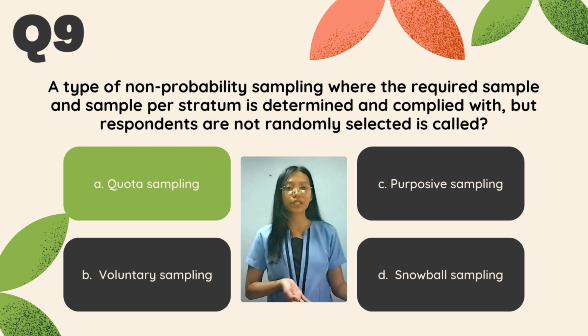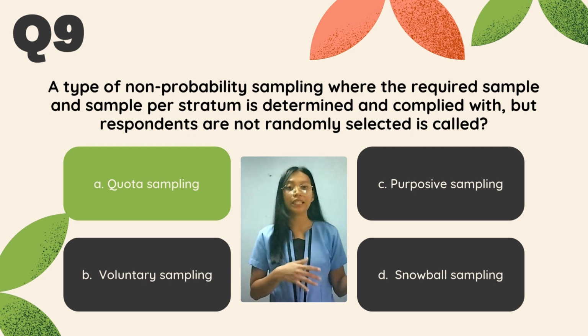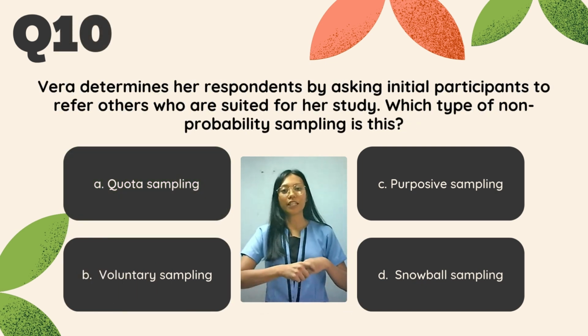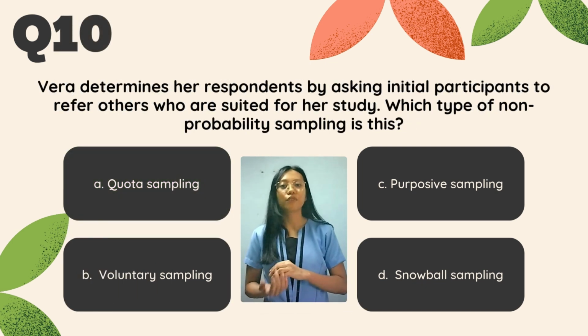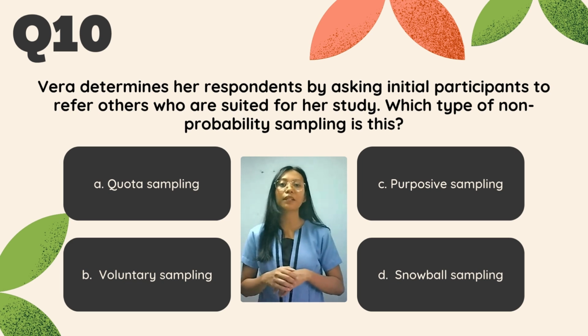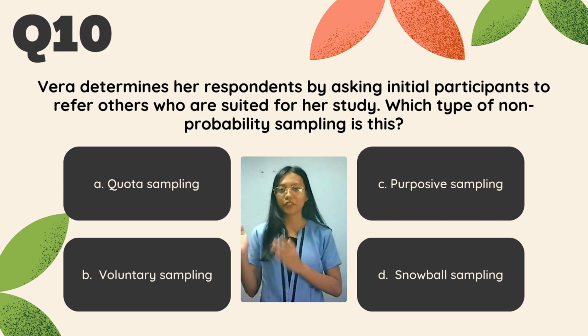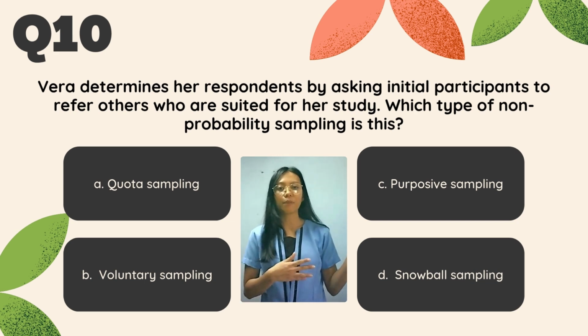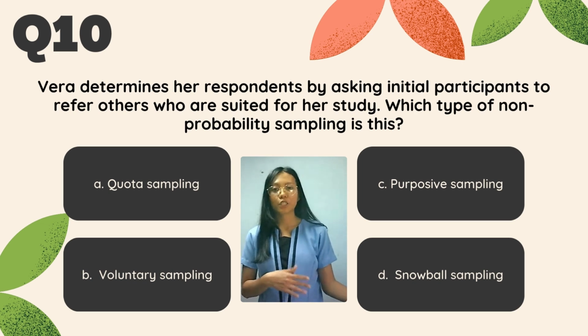Lastly, letter D, snowball sampling. This is used for hard-to-reach populations where existing participants recruit others, often in networks. And we are down to our last question, question number 10. Vera determines her respondents by asking initial participants to refer others who are suited for her study. Which type of non-probability sampling is this? Is it letter A, quota sampling, B, voluntary sampling, C, purposive sampling, or lastly letter D, snowball sampling?